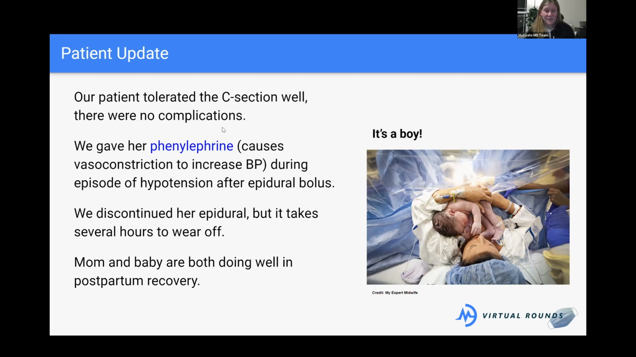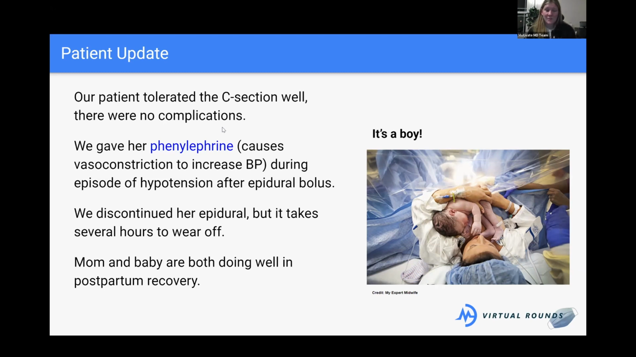So after her C-section is over, we discontinue the epidural. It does take a couple of hours to wear off, however, so we just monitor and make sure that she's regaining function appropriately, but also still making sure that her pain is controlled, because a C-section is still a major abdominal surgery and we want to make sure that she's not in a ton of pain post-operatively, especially with a newborn to care for.